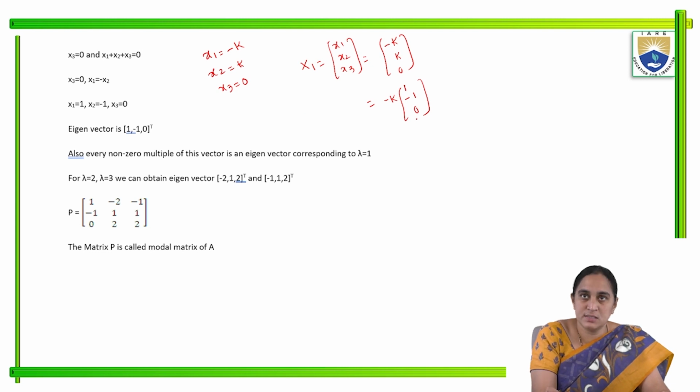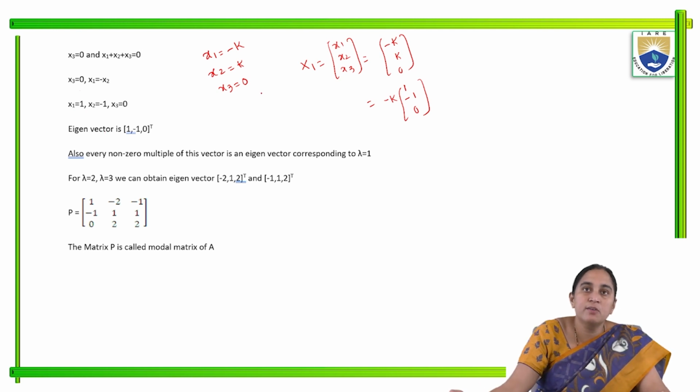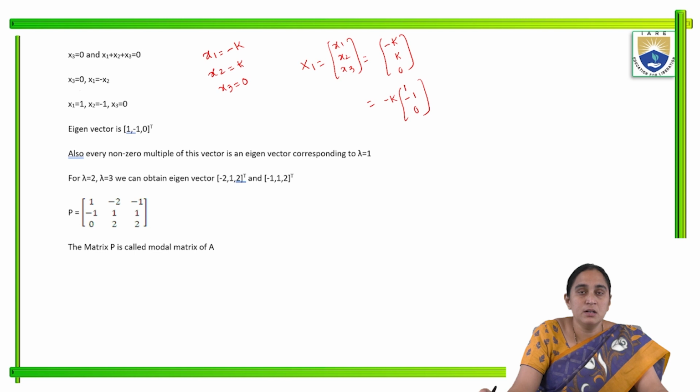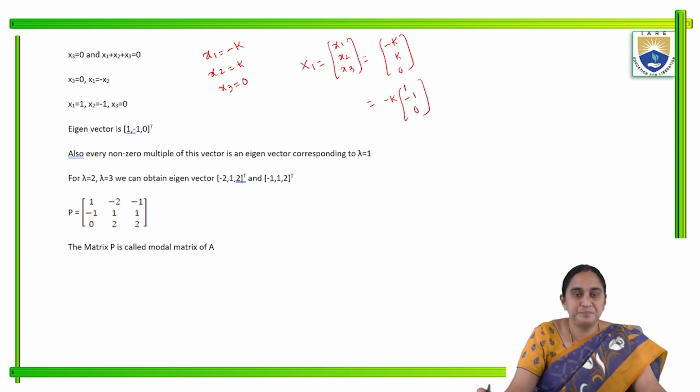From that also we get the same answer. Or else, if the possibility is there from the first equation, if we directly take x3 as 0, then equate x1 is equal to minus x2. There also x1 is equal to 1 and x2 is equal to minus 1 and x3 as 0. From that also we get the same answer. Or else if you take any value as an arbitrary constant, from that also we get the same answer. That means here, if lambda is equal to 1, the corresponding eigenvector is 1, minus 1, 0.